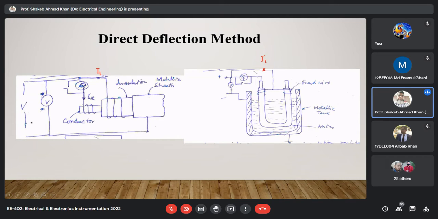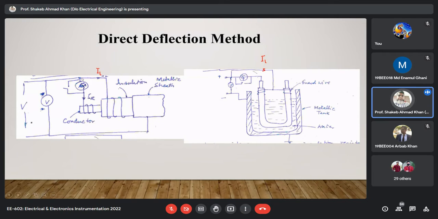This is the circuit. We are connecting the sheath. No, sorry. In supply, the supply is connected to the inner conductor, and then the return path is through the sheath, and then this circuit is complete. So the basic circuit is like this.